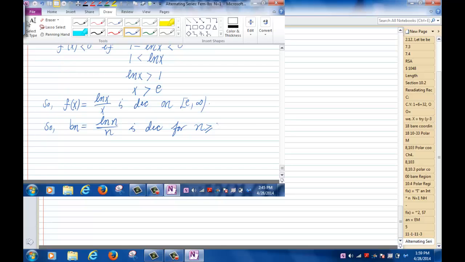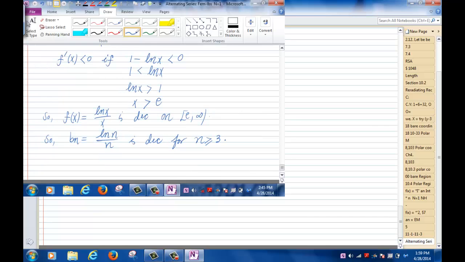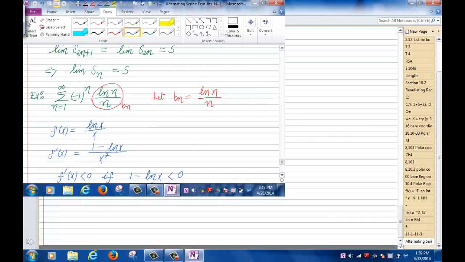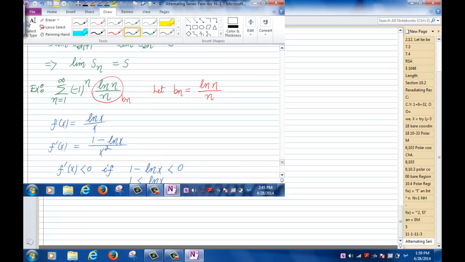Okay, so for n greater than or equal to 3, because n has to be larger than e, I can say that my sequence Bn is decreasing for n bigger than 3. So what I have shown is that ln n over n is a decreasing sequence for n bigger than 3. Do I care what happens for n equals 1 and n equals 2? It doesn't matter. As long as the sequence is decreasing after some point, we can apply the test.